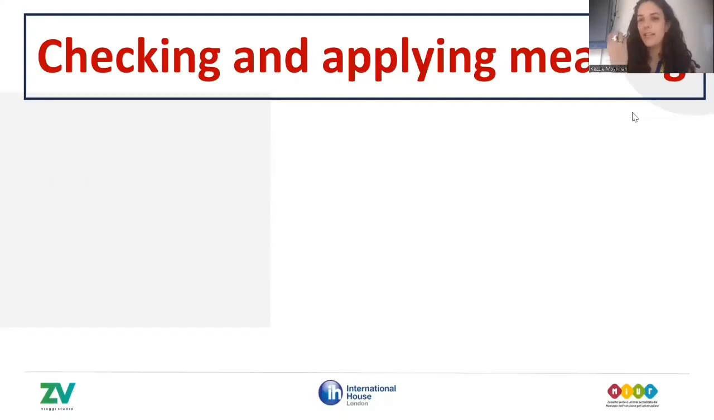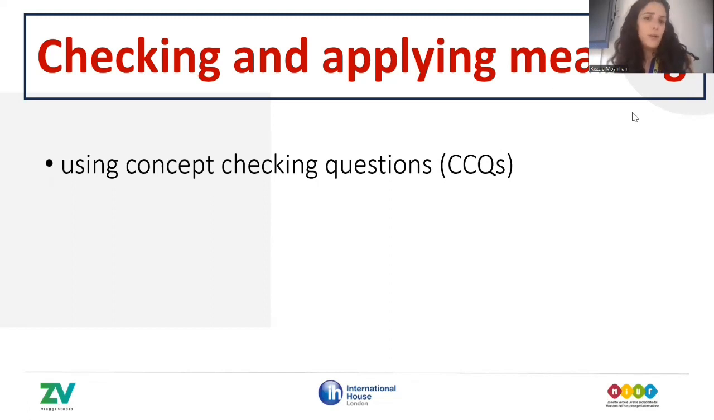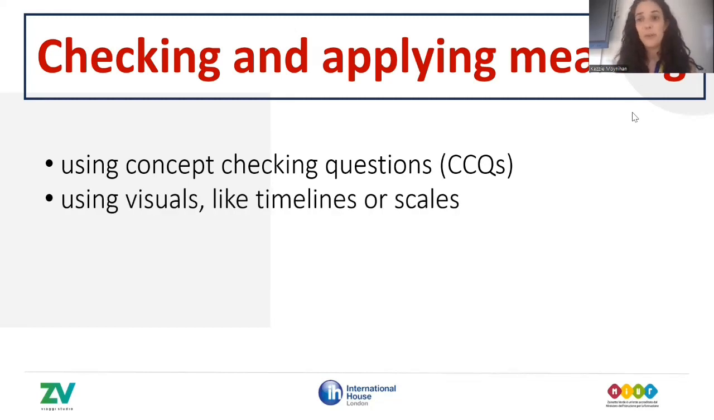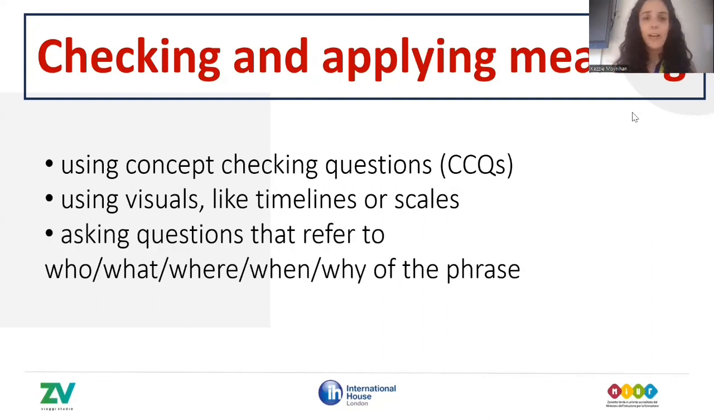So once we've conveyed and explored that meaning, we want to check that the students understand it and know how to use it. Through this, we can use things like concept checking questions, often called CCQs. We can use visuals like timelines or scales. We can ask questions that refer to the who, what, where, when, why of the phrase.